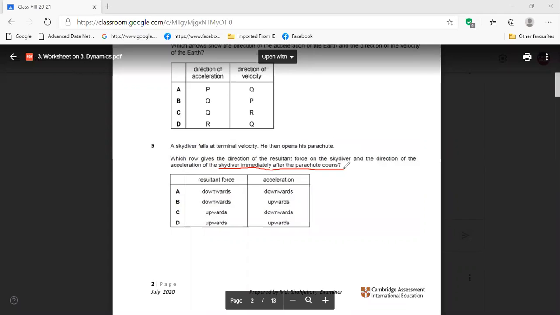I'm giving another clue. According to Newton's second law, the acceleration and resultant force should be in the same direction. Okay. So three clues I gave you. I think it will be easier to get. I think it's upwards.